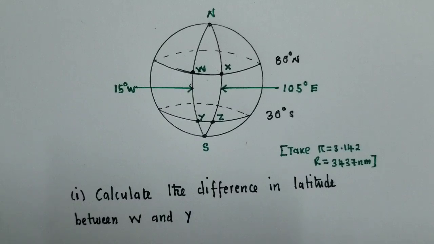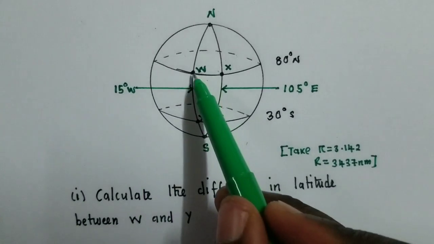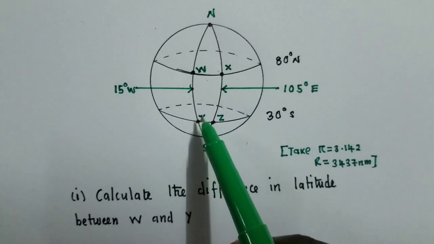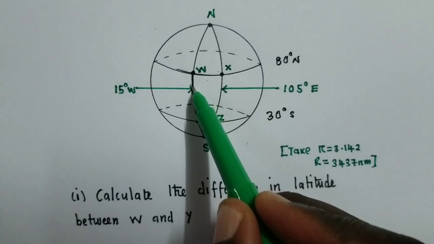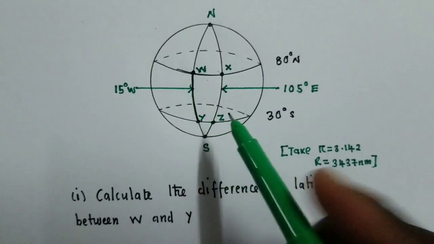We've got this exam question on earth geometry. All right, so the first question here, they're asking us to calculate the difference in latitude between W and Y. So where is W? W is right here, Y is over here. So which line are we dealing with? It's a longitude. This is a longitude that we're dealing with.